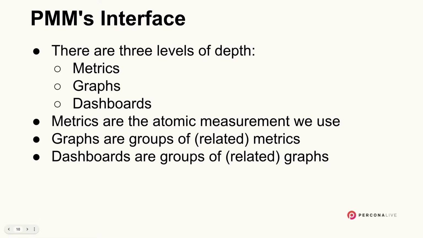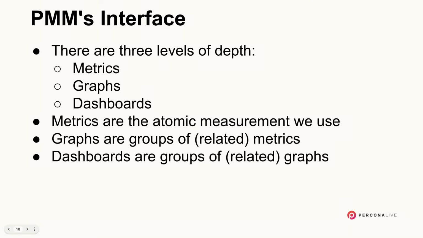So in PMM, we have 3 levels of information, or depth of information. Metrics are going to be our atomic data. Then we have graphs, which are mostly groups of metrics ordered in some cohesive way so that the graph tells us a story. And then the dashboards are groups of graphs that tell a bigger story. For instance, the PostgreSQL summary or the OS dashboard, which we are going to check in a bit, has information on all the subsystems.